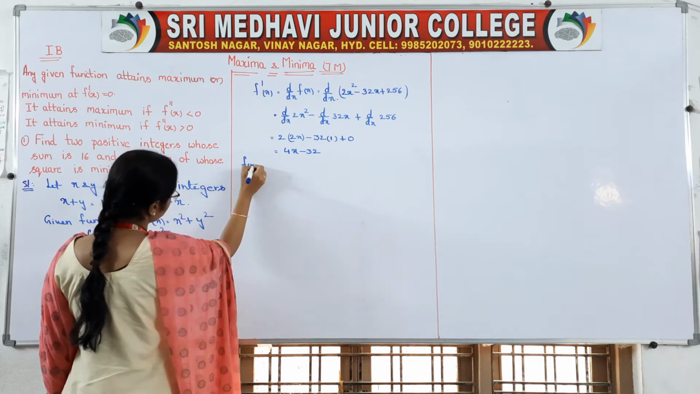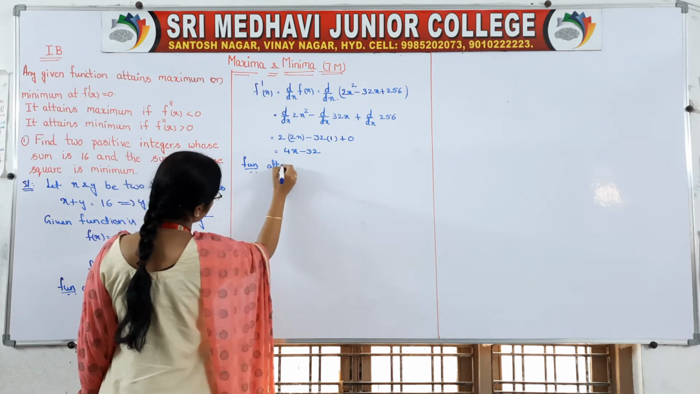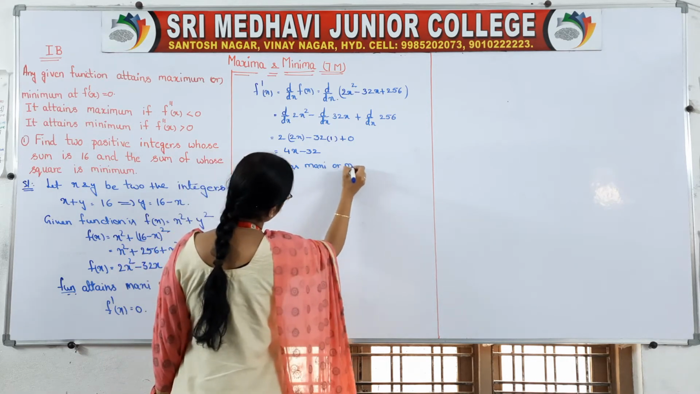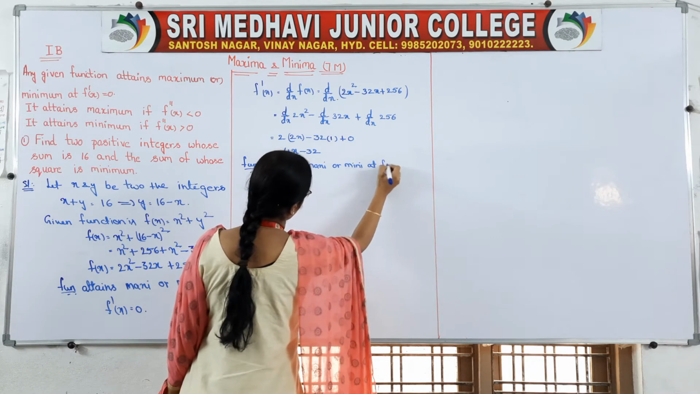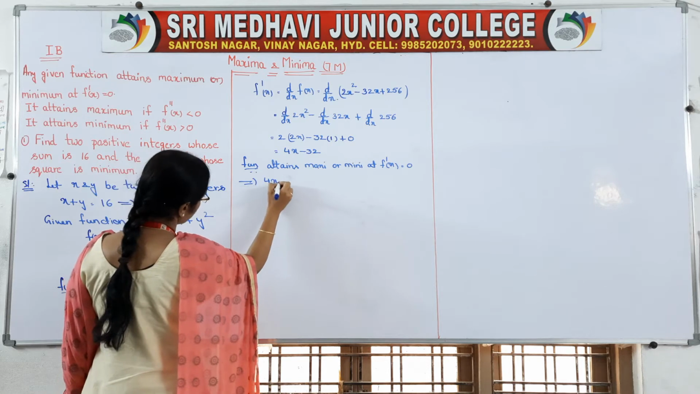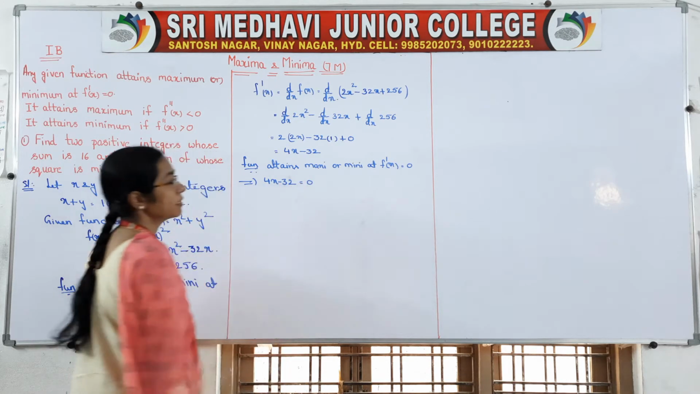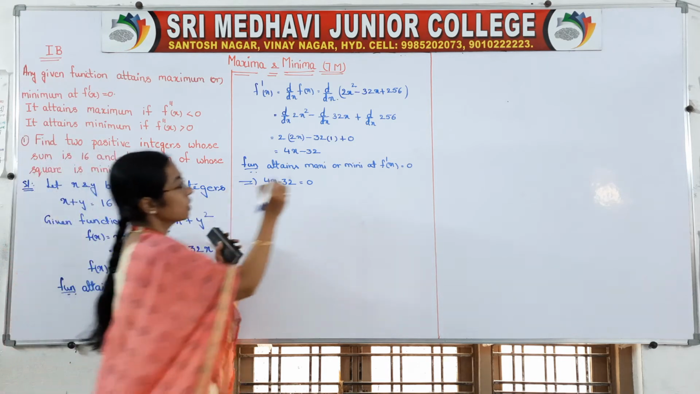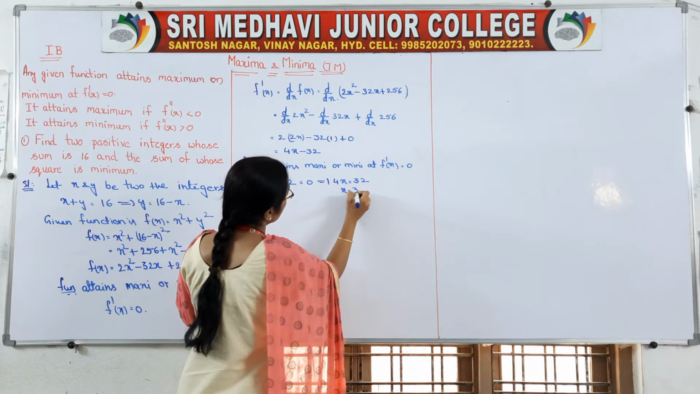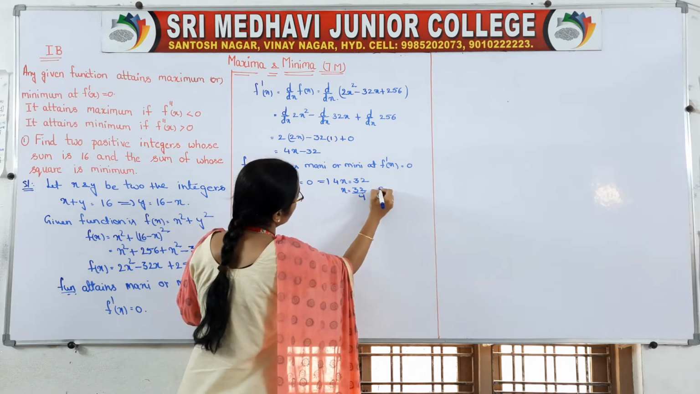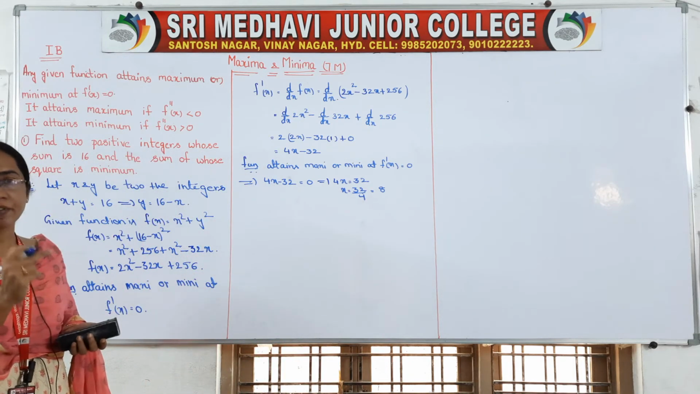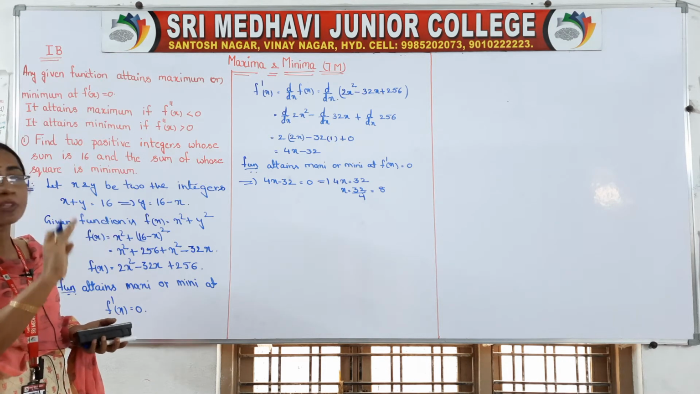So the function attains maximum or minimum at f dash x is equal to 0, which implies 4x minus 32 is equal to 0. So 4x is equal to 32, x is equal to 32 by 4, it is 8. So at x is equal to 8, the given function attains either maximum or minimum.